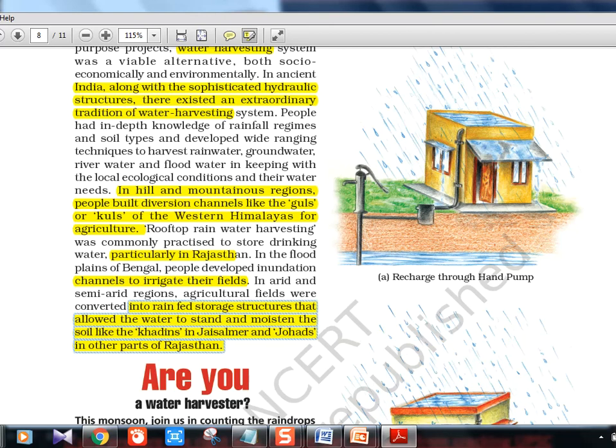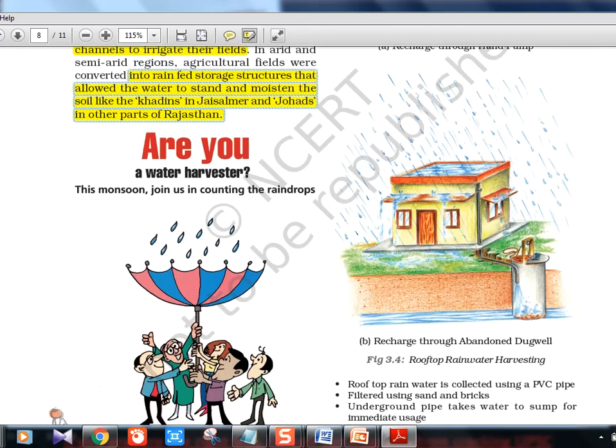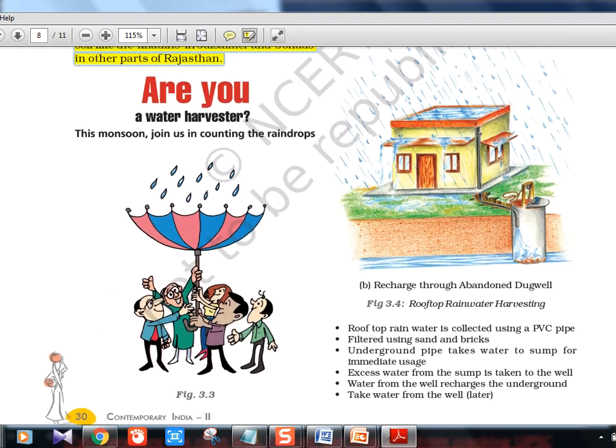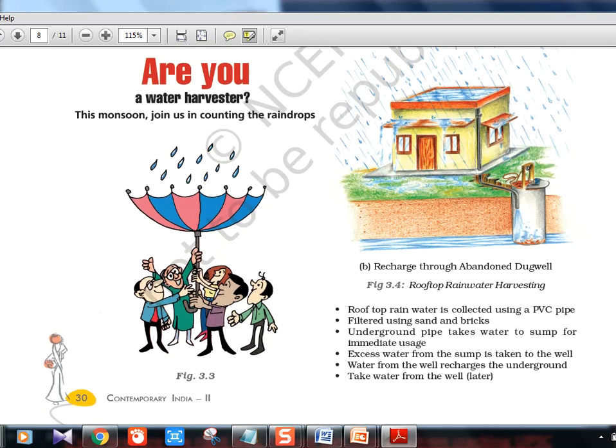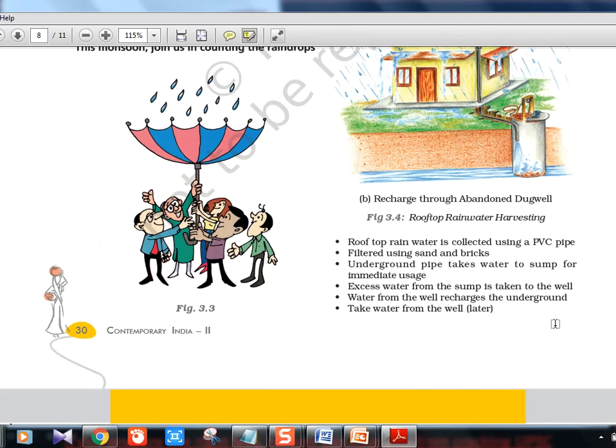Again, below we have a few more pictures. This is like into a well. Okay, it is going, so almost the same thing. Terrace rainwater harvesting is shown in the pictures here. Rooftop rainwater is collected using a PVC pipe and filtered using sand and bricks. So this is just how it is made. The picture itself will tell you the story.